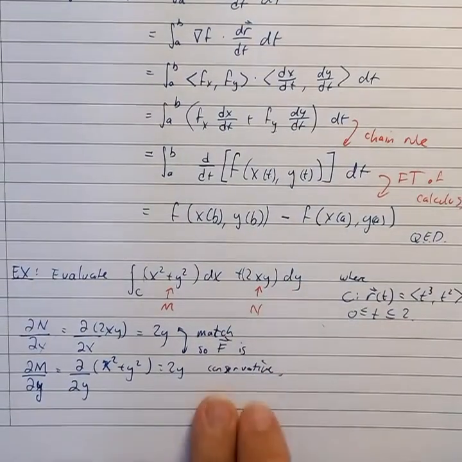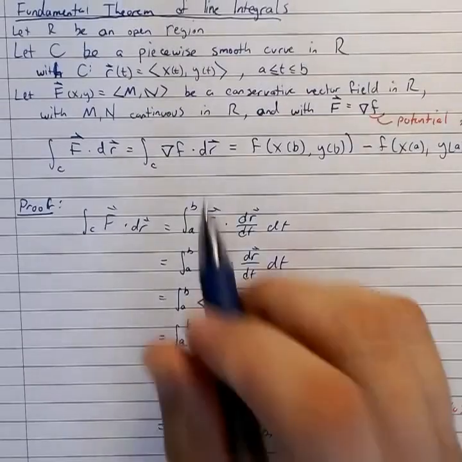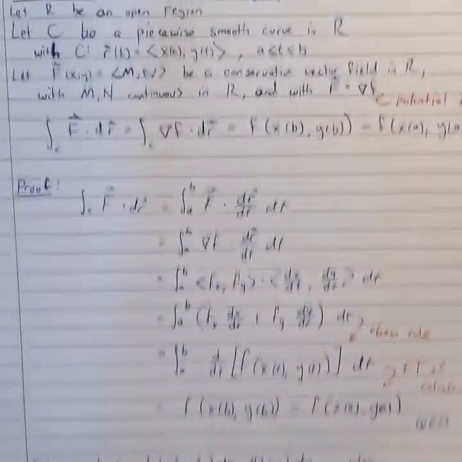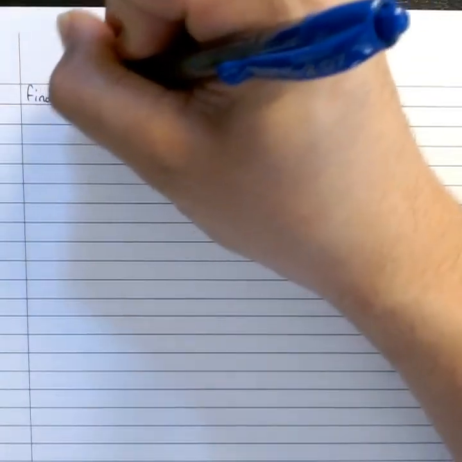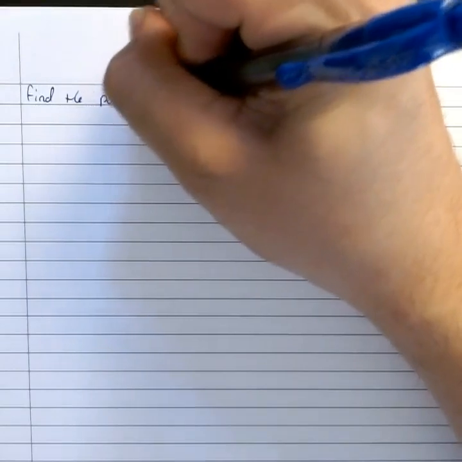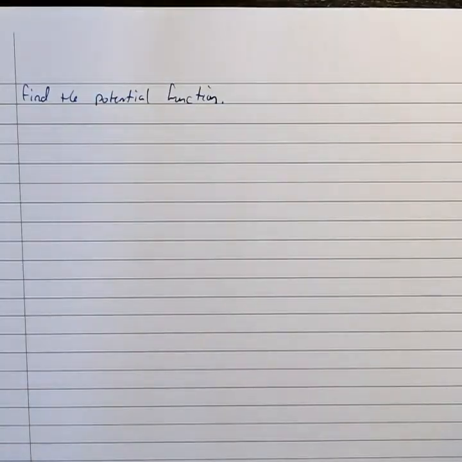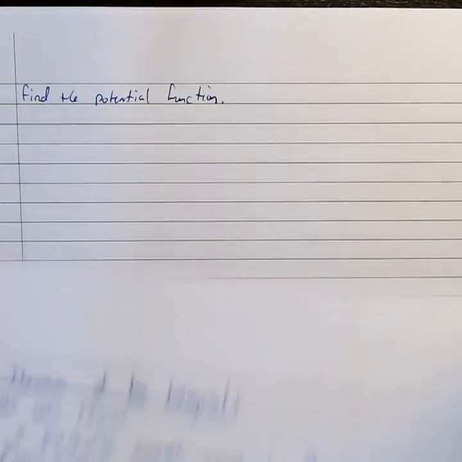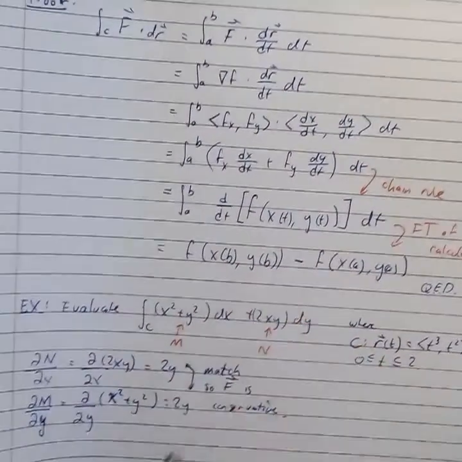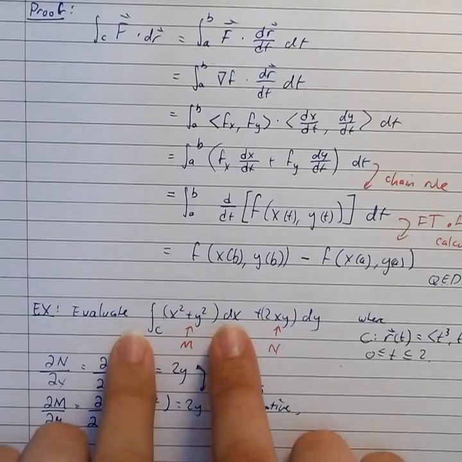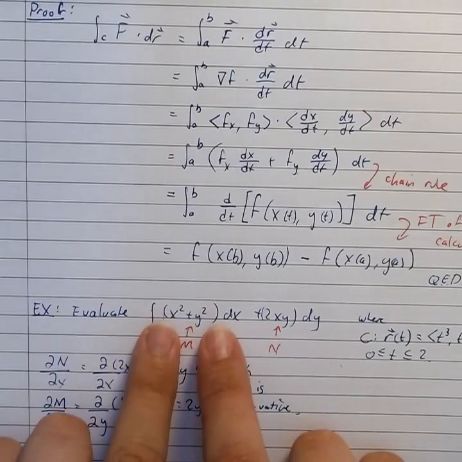All right, so now that we know it's conservative, all we need to do is find its potential function. Okay, so let's go ahead and do that. Finding the potential function. When your vector field is written in its differential form, it practically just gives you the answer.